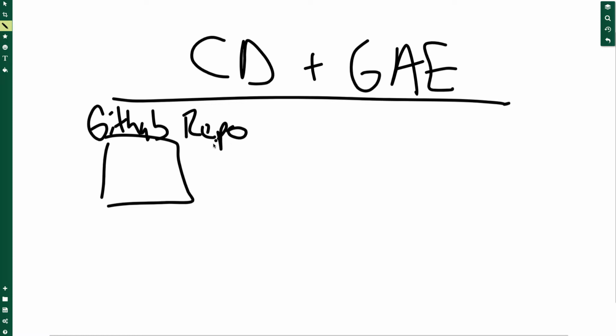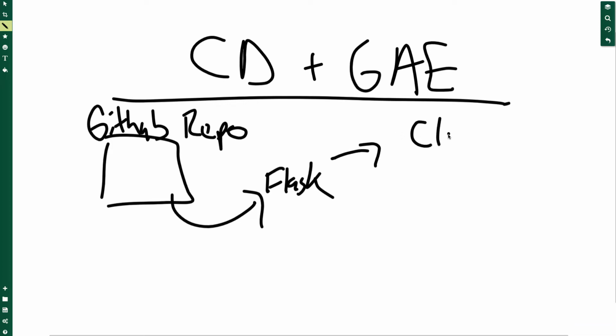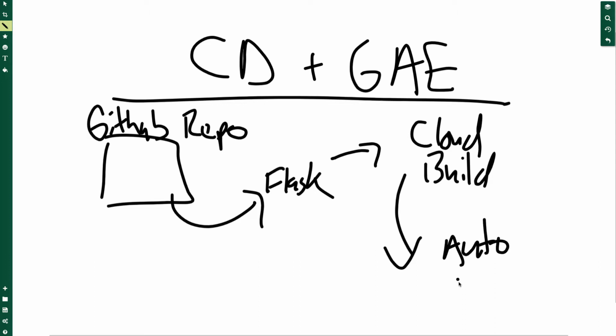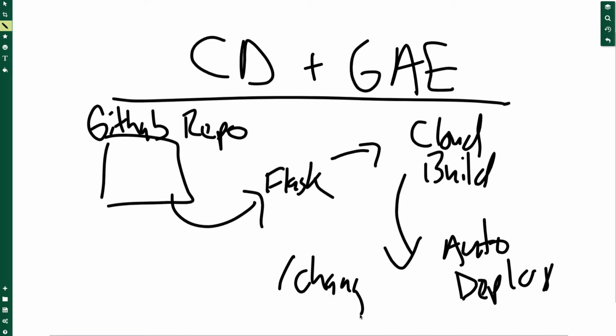And then inside that repo, I think we have time to do this from scratch, we would have a Flask app, like a Hello World Flask app. And then we also would hook this up to their Cloud Build environment, and it would auto deploy. That's what I'm going to set up: every time I make a change, it auto deploys to Google App Engine.